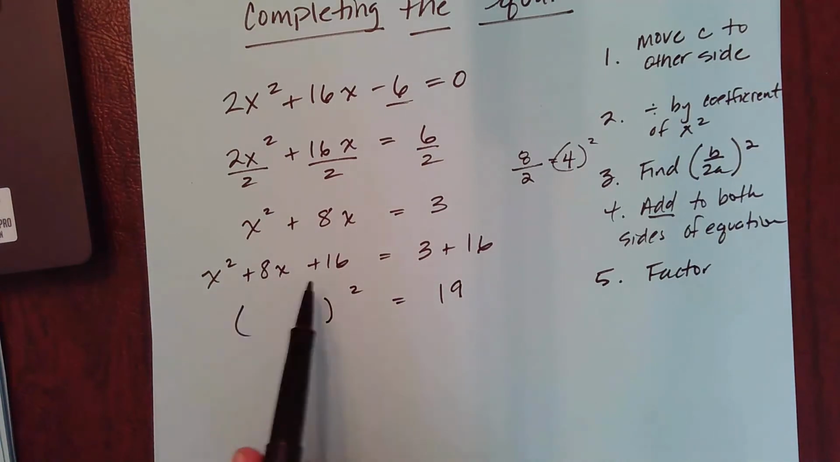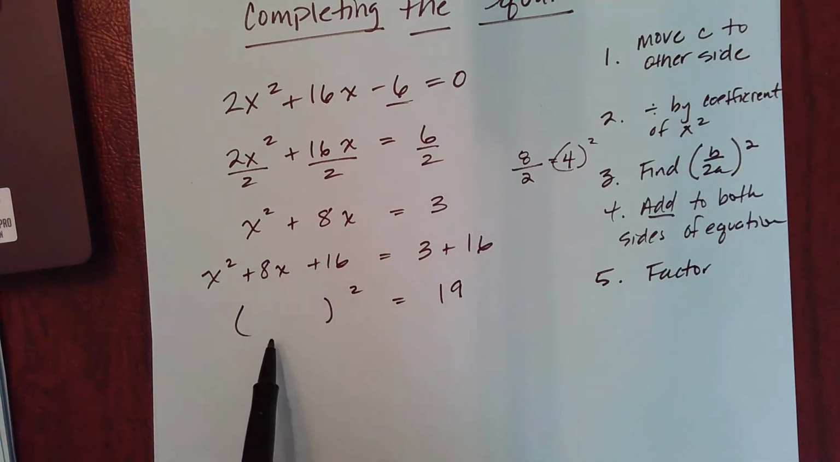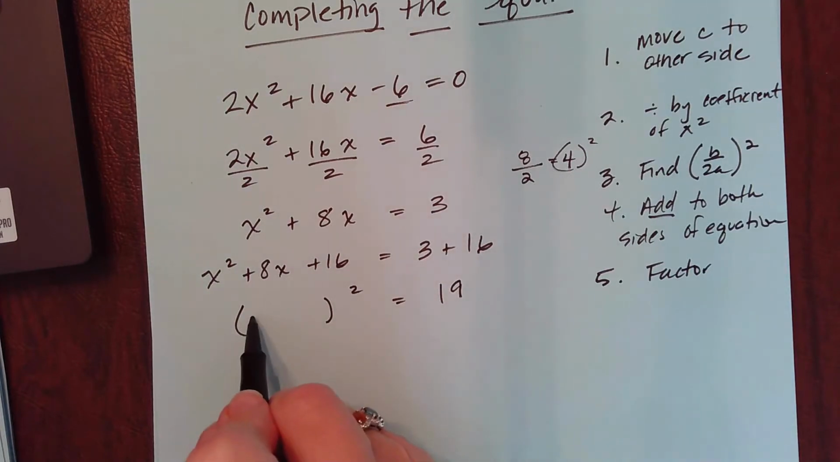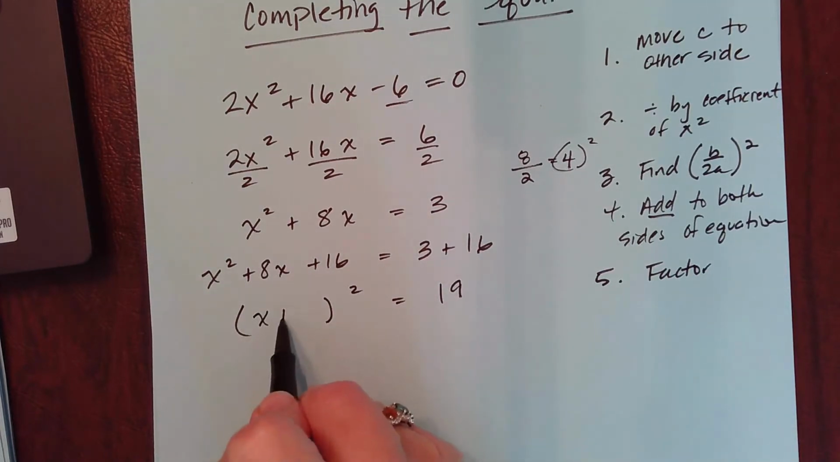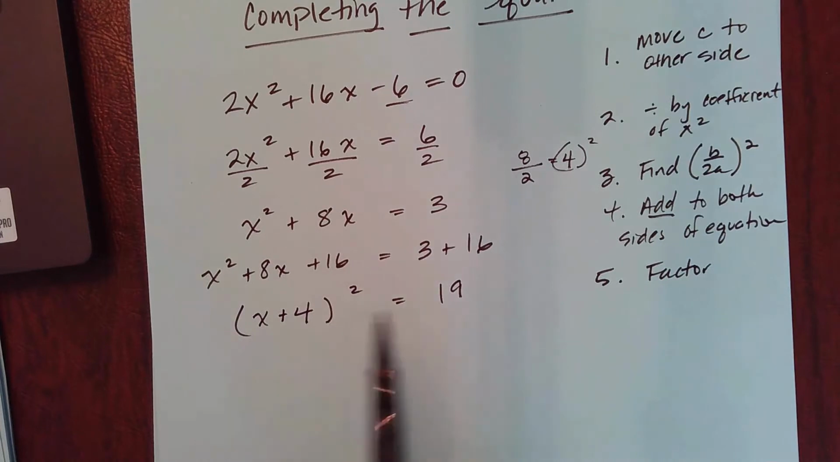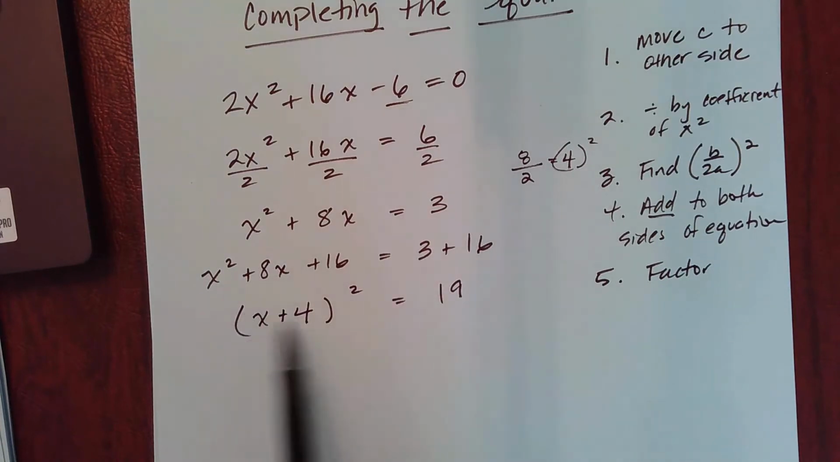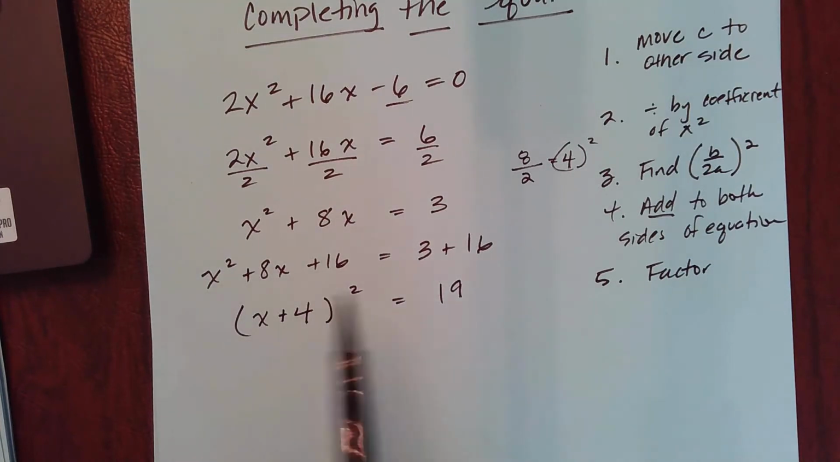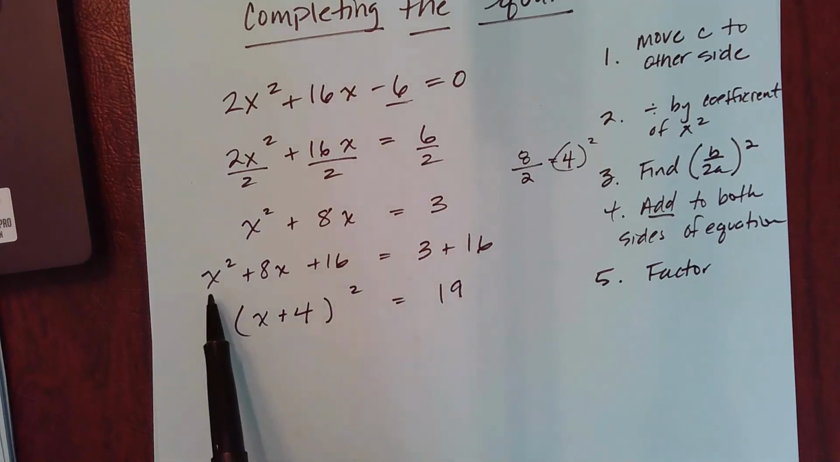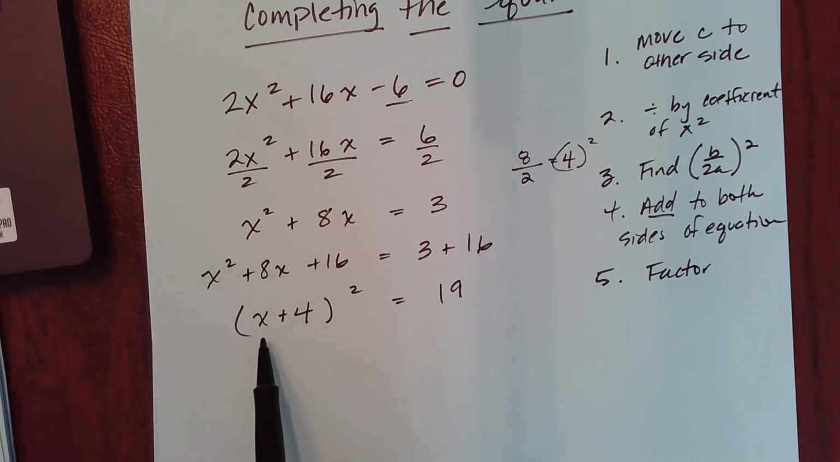What I want you to remember here when you do completing the square is that it always factors into the same pattern. What I mean by that is we call this a perfect square trinomial. That's the one where it's the same parentheses twice. So it'd be like x plus 4 times x plus 4. This occurs every single time, and that's why we do completing the square. It makes this into a perfect square trinomial.